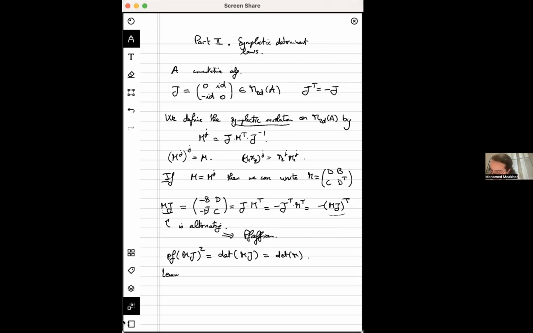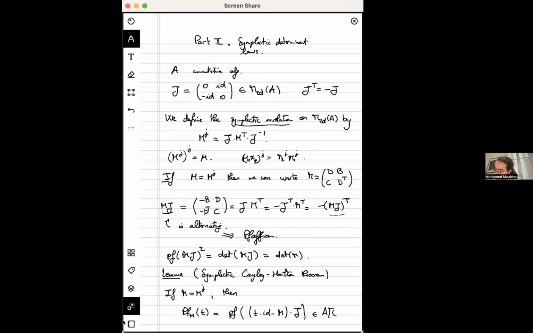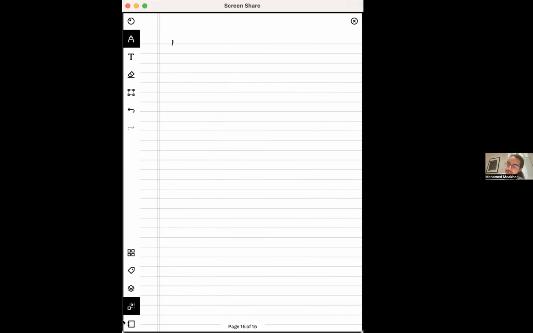And we also have the following lemma, which is an analog of the Cayley-Hamilton theorem, and which I call the symplectic Cayley-Hamilton theorem. It says that if M is invariant under the symplectic involution, then we can define a sort of characteristic polynomial, which is like in the classical case, T times the identity minus M. So this is still a matrix which is invariant under the symplectic involution. We multiply it by J and we take the Pfaffian, and so this is a polynomial with coefficients in A. And then the symplectic Cayley-Hamilton theorem says that every invariant matrix satisfies its own Pfaffian characteristic polynomial.